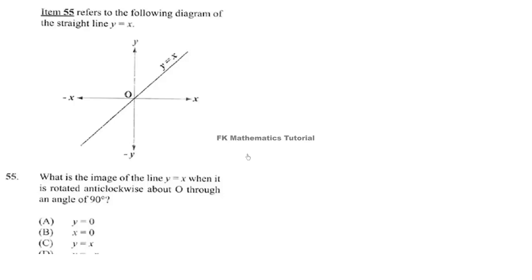Item 55 refers to the following diagram of the straight line y equal x. What is the image of the line y equal x when it is rotated about O through an angle of 90 degrees? So it is rotated anti-clockwise about the origin through an angle of 90 degrees. When we rotate this part 90 degrees anti-clockwise, it will fall in this region, and this part will also fall in this region. So this will be the straight line, and the equation of this straight line is y equal negative x. So the correct answer is option D.